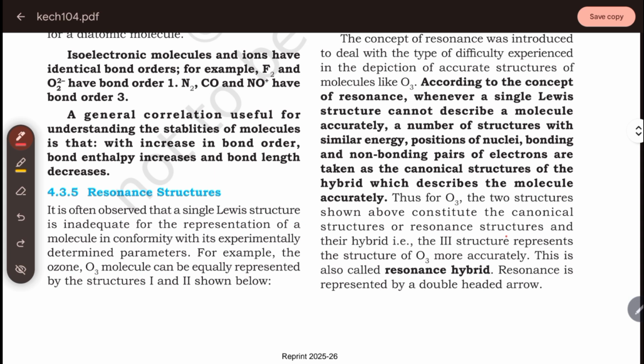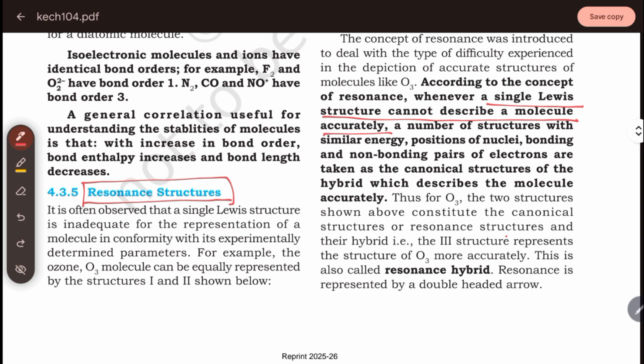This is the topic that we need to discuss just after the topic we discussed in the previous video, that is resonance structures. What is resonance? How are we supposed to see the resonating structures is the concern in this video. Now, resonance: we have seen that a single Lewis structure cannot often describe a molecule accurately.